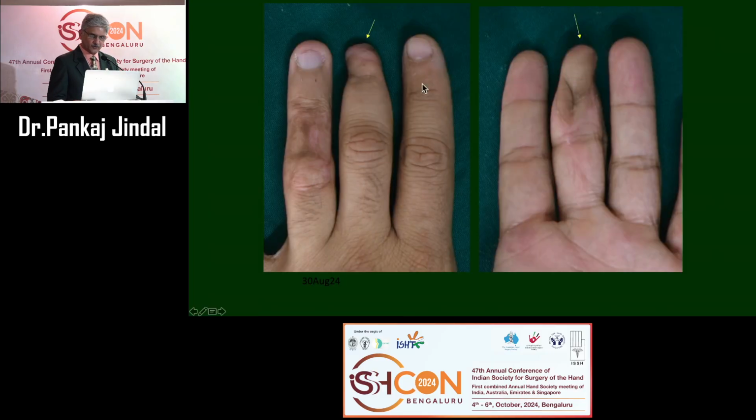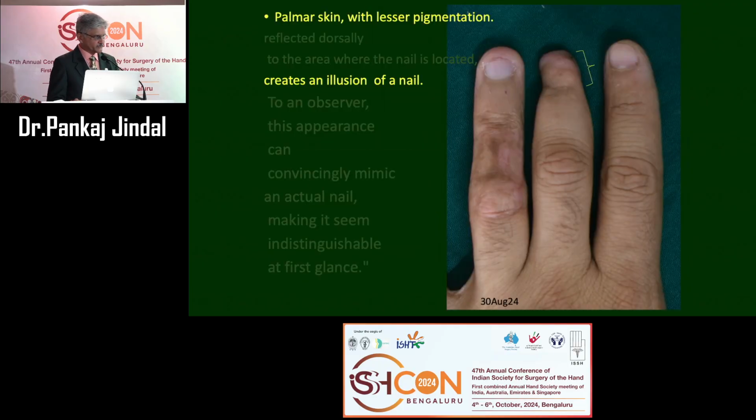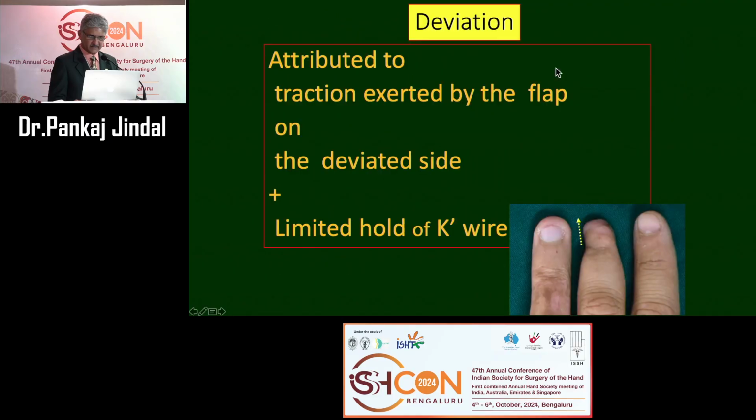This is the dorsal and this is the volar aspect, and the finger is almost at least equal to one of the other fingers. This is the range of motion of the PIP joint. The lighter color of the volar skin, which now comes to lie on the dorsum, mimics a nail, and this is the patient's observation. I didn't even realize this. So they are happy patients.